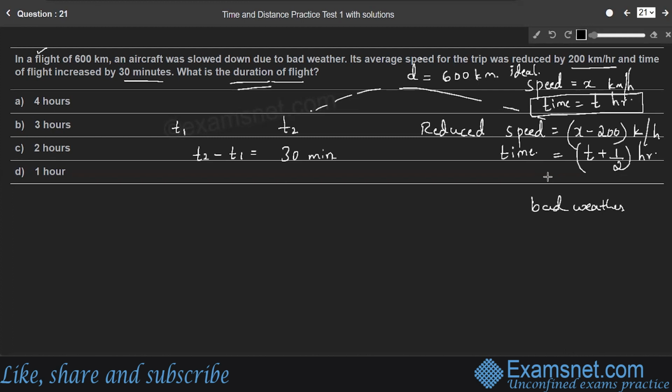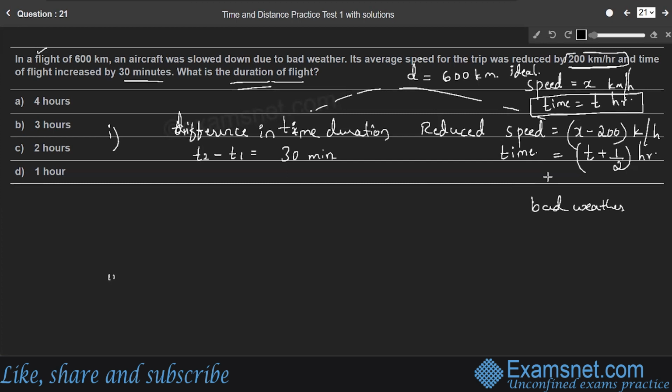Either you can take this method, or take the case of speed, because speed also reduced by 200 kilometers per hour due to bad weather, the difference in the speed. There are two methods. The first one is by taking the difference in time duration.